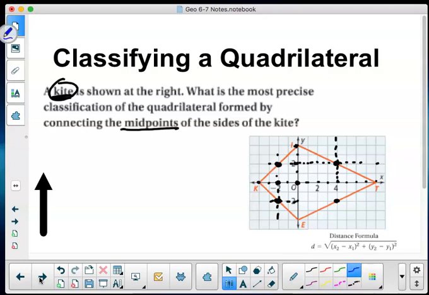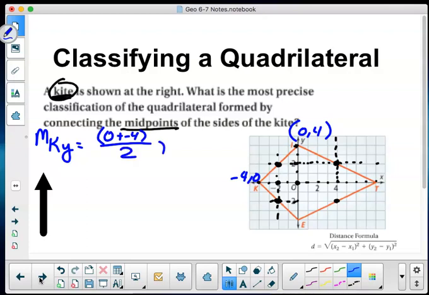And here it is for KY. For my midpoint of KY, I've got negative 4, 0 and 0, 4. Now keep in mind that 0 plus negative 4, divided by 2, and 0 plus 4, divided by 2, becomes negative 2, 2. Well, hey, what did I say that midpoint was? Negative 2, 2. Crazy that that worked so quick. And the other midpoints will fall in line. This will be 4, 2.